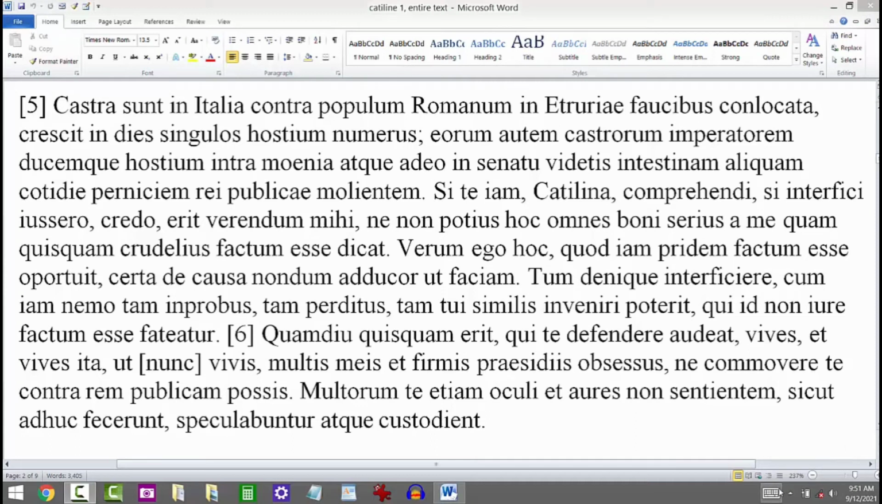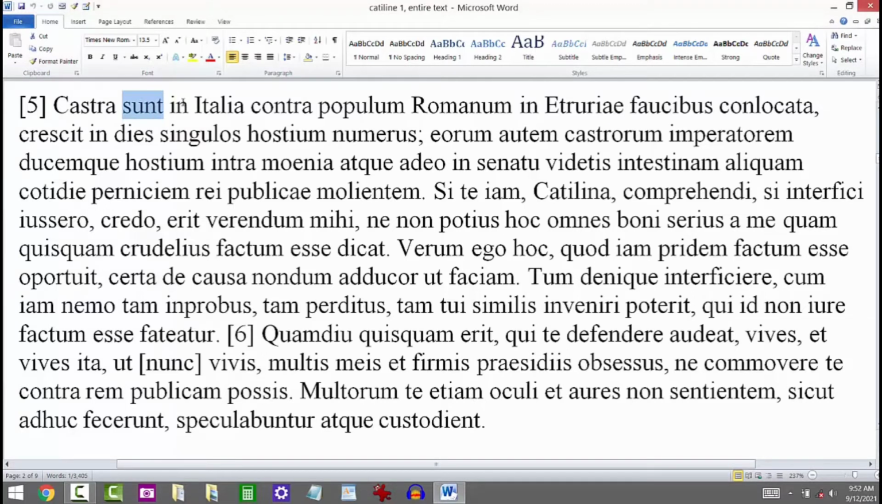Okay, now we move on to Castra sunt in Italia contra populum Romanum in Etruriae faucibus conlocata, crescit in dies singulos, hostium numerus. All right, let's find the verb. Sunt. There is a camp.